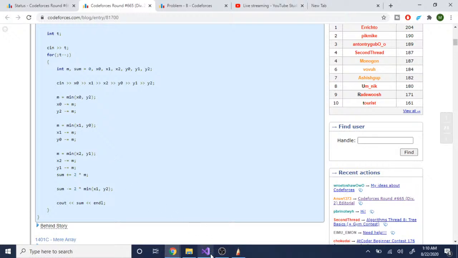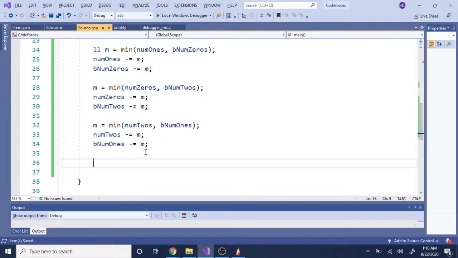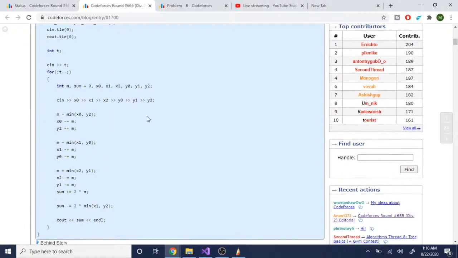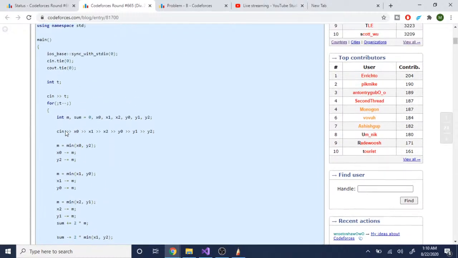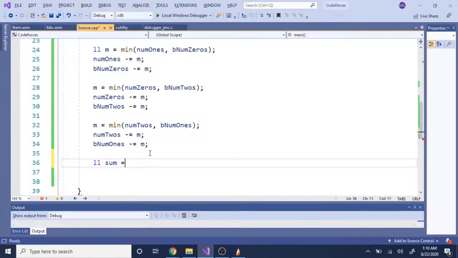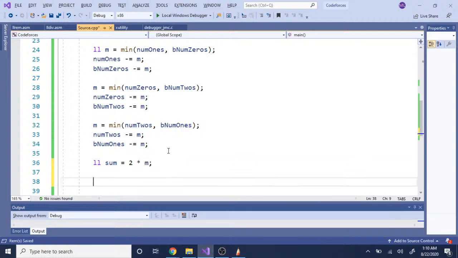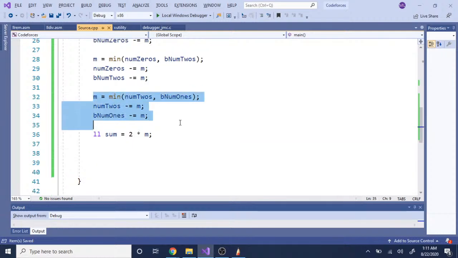Yeah, that does make sense. That actually does make sense. So for the number of twos and ones for this case, sum would be, so originally sum is 0, right? Okay, so sum 0. Sum is going to be equal to 2 times m, right? Because this is the minimum number of twos and ones for B's. And then if you take the minimum, that'll be the number of groups that you could possibly make. So yeah, and then after you subtract it.